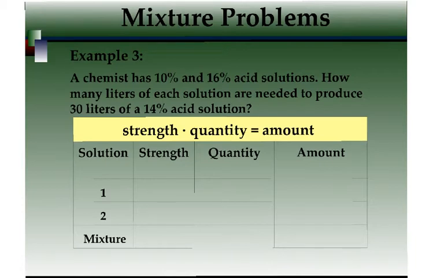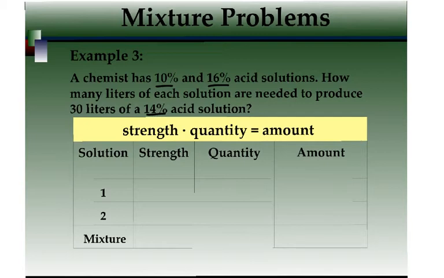So example here, a chemist has 10% and 16% acid solutions. How many liters of each solution are needed to produce 30 liters of 14% acid solution? So strength here in our table that's going to help us come up with our equation are all these percentages that we have, the 10%, 16%, and 14%.